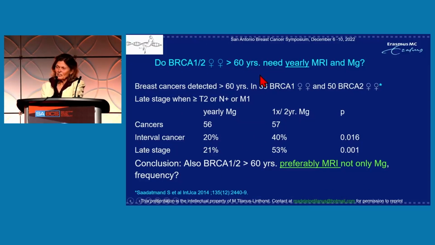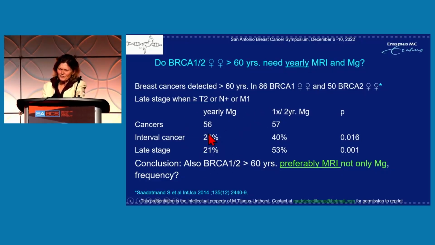And above 60 years, do BRCA1/2 mutation carriers still need yearly MRI? This actually was an older study performed in BRCA1 and BRCA2 mutation carriers retrospectively. At that time, in the guideline in the Netherlands, it was a Dutch study, after 60 years the BRCA mutation carriers got screening either yearly mammography or every other year. And we look at the results.